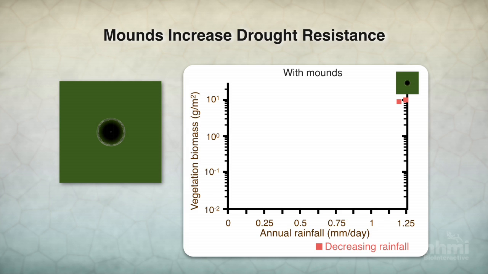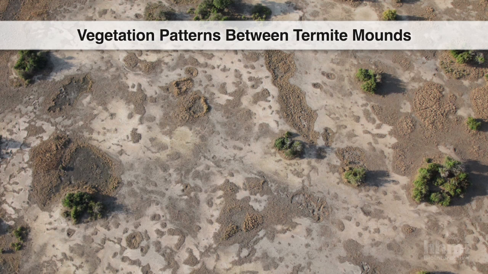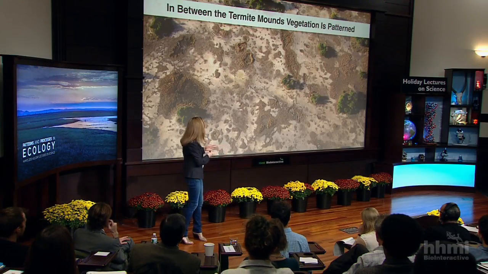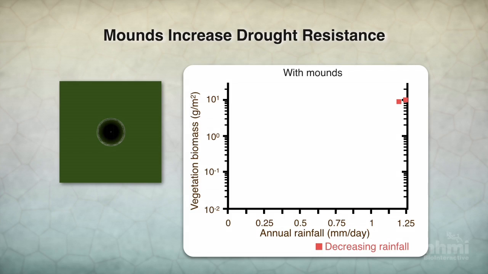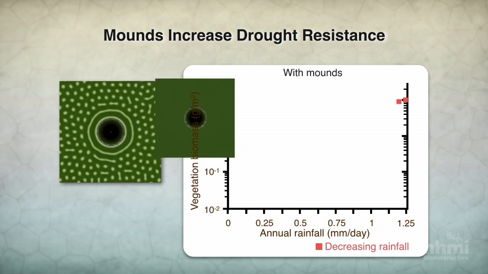Because, as I showed you here, there's a difference in scale. Termite mounds are very big compared to the patterns that form in between the termite mounds. We're going to focus on one termite mound and the areas right around it. So if you have a lot of rainfall, there's no surprise, everything is green. The termite mound will probably be doing a little bit better again because it gets the extra boost of nutrients, but overall everything is doing fine.